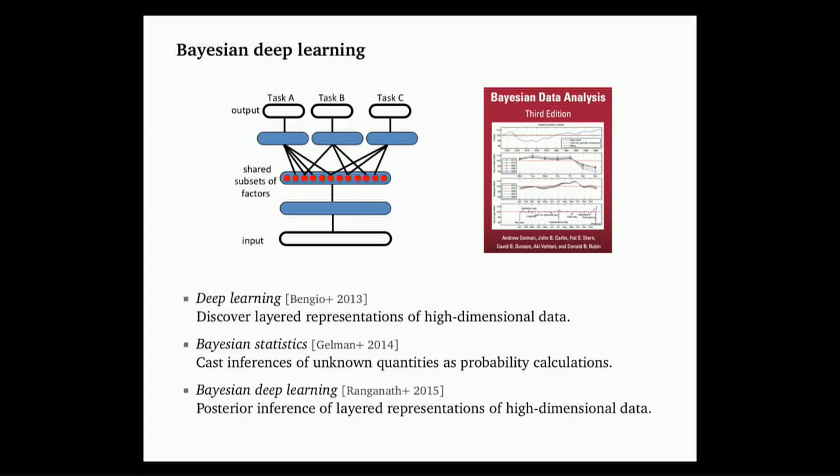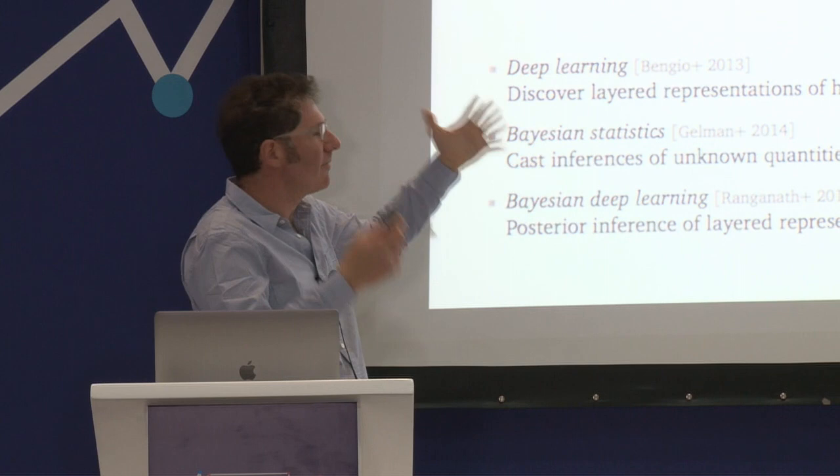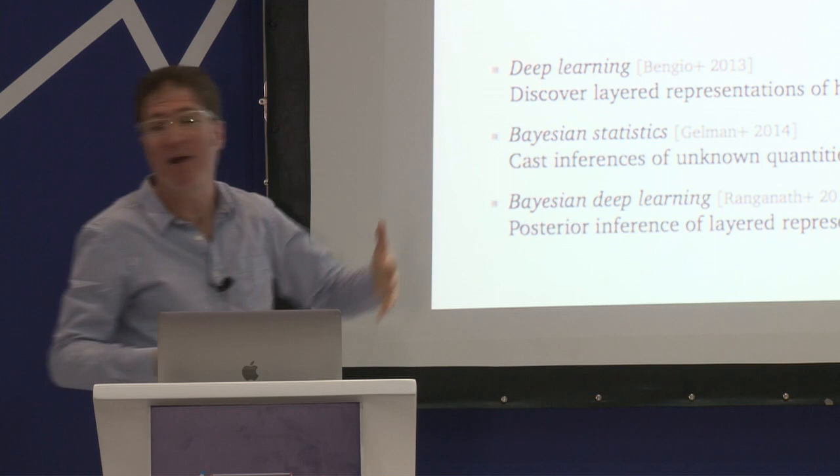One way to summarize deep learning is that it's about discovering layered representations of high-dimensional data. My favorite paper about deep learning is this review paper from Yoshua Bengio and others from 2013. I think it's called Representation Learning: A Review and New Perspectives. It's a really nice paper, and this is a summary of the paper, about how deep learning is about finding these layered representations.